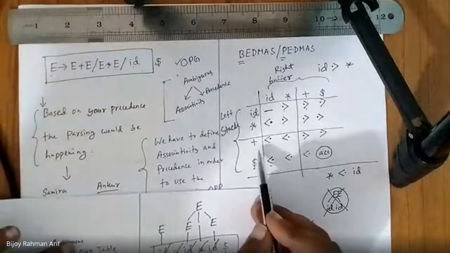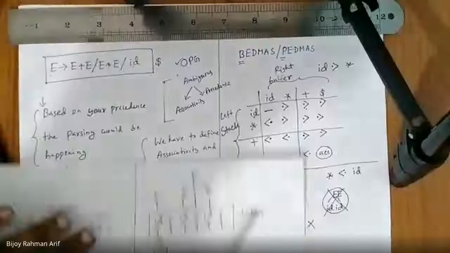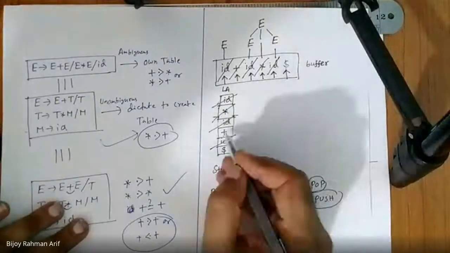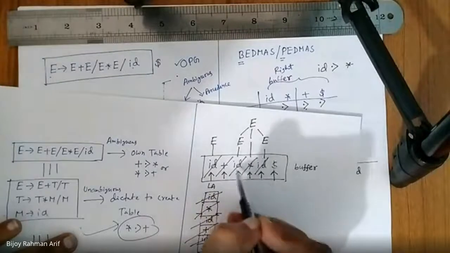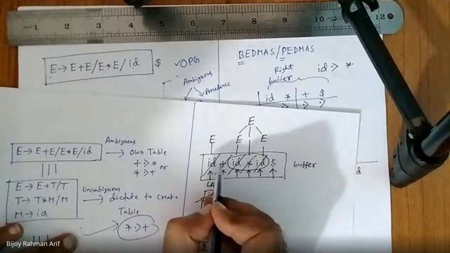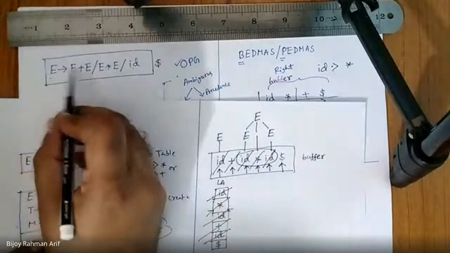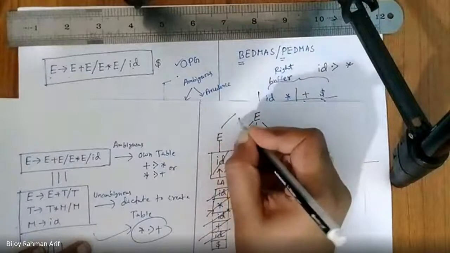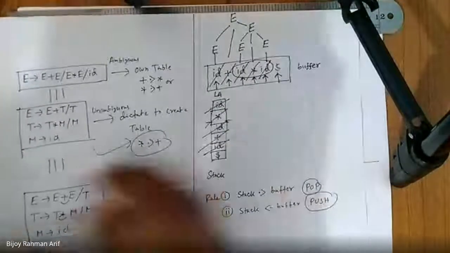Now stack entry is plus and buffer entry is dollar. Which one is bigger? Plus. Stack entry is bigger, so we are going to pop. Now this whole part becomes E, and we have plus and E. There is only one rule, E plus E is equal to E. Then finally we get dollar.